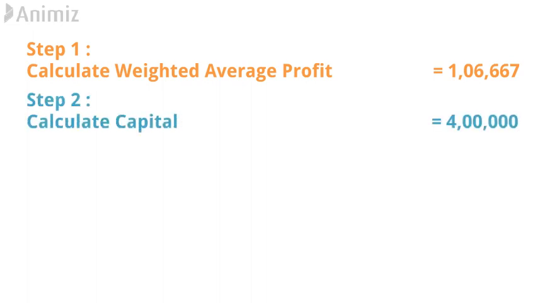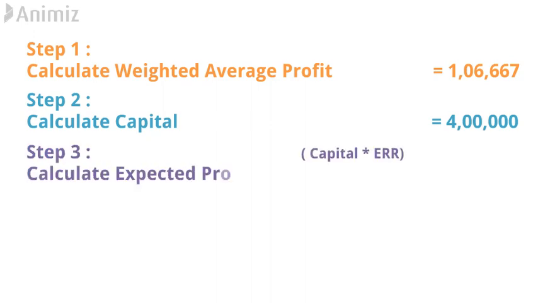Then after, calculate capital. It is clearly given in the sum, so we don't need to calculate. The capital is given, 4 lakh. Then after, we need to calculate expected profit. Expected profit means capital into expected rate of return, that is capital into ERR. So 4 lakh into 10%, which amounts to 40,000.